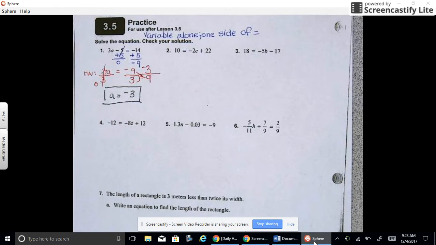Good. So number 2 is 10 equals negative 2c plus 22. So write that problem down.